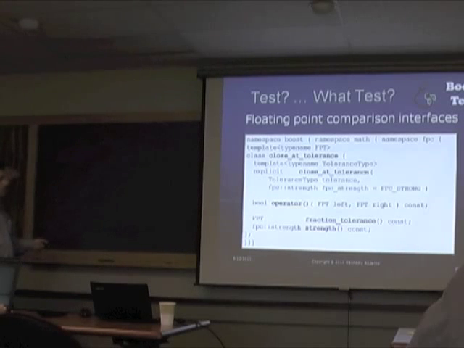Here's the function. This is the functor. It operates on two floating point values. You can also ask for the fraction tolerance being used. It can actually be different from the tolerance used in construction. I'll explain why in a second. And you can ask for the strength, whether this was strong or weak.